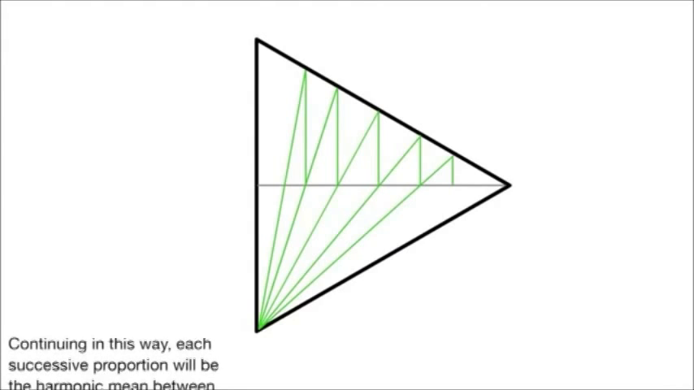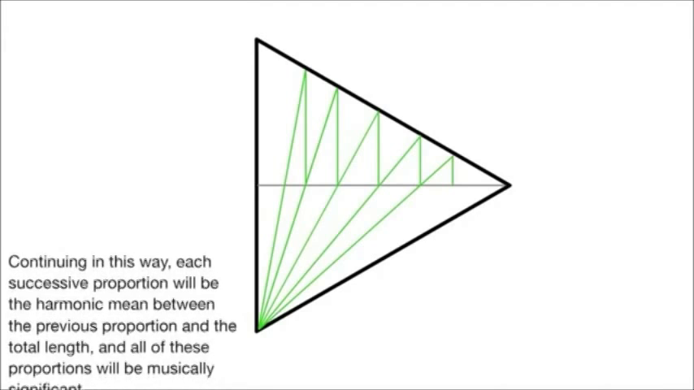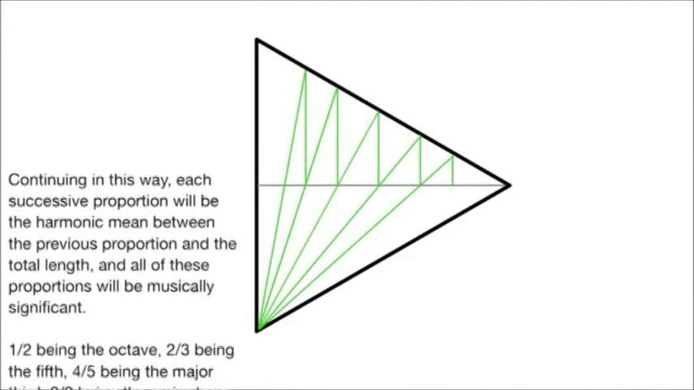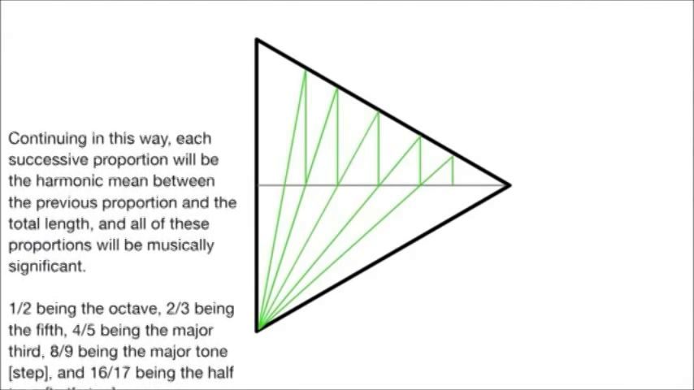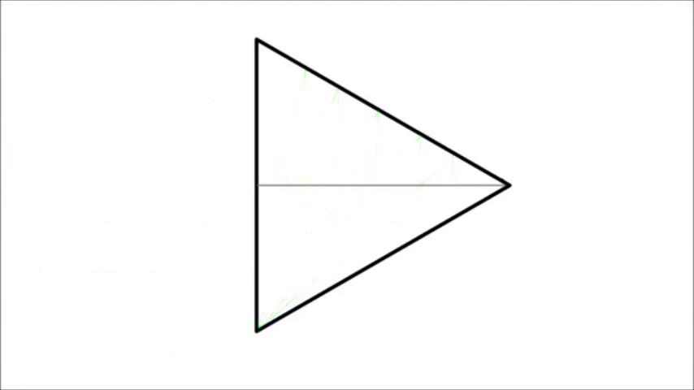He writes, "Continuing in this way, each successive proportion will be the harmonic mean between the previous proportion and the total length, and all of these proportions will be musically significant. 1 over 2 being the octave, 2 over 3 being the fifth, 4 over 5 being the major third, 8 over 9 being the major tone or step, and 16 over 17 being the half tone or step." In other words, he discovered the geometries of music, or at least one aspect of them.